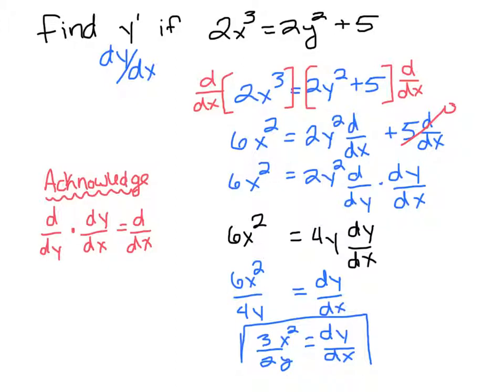Now some highlights. We started by taking the derivative with respect to x of both sides of the equation. We found the derivative of 2x cubed and 5 pretty simply. We ran into a speed bump when we had 2y squared, trying to take the derivative with respect to x. So we just rewrote it differently and used substitution, took the derivative of this guy with respect to y using the power rule, found dy dx, which is what we were looking for, and that was it. We'll do one more example and then I'll have some examples for you.